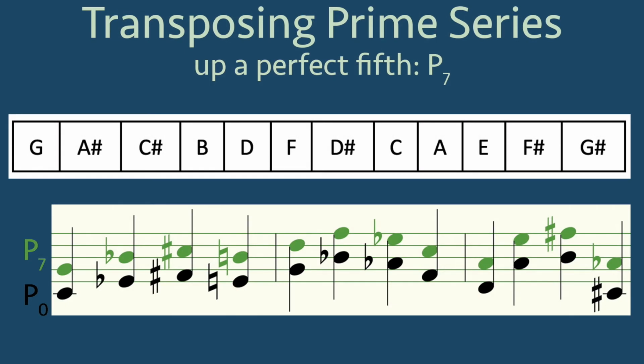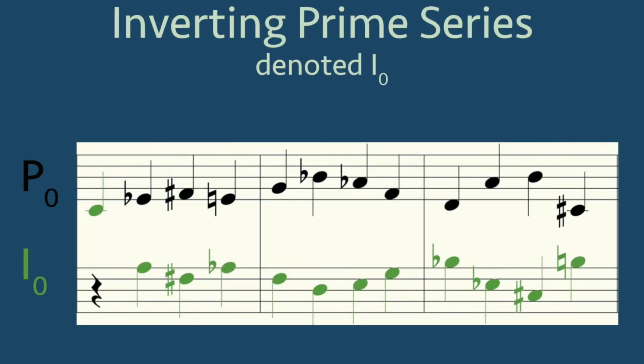For example, when we transpose the row we selected, it means that every note in the row will be transposed by the same interval. For example, if we were to transpose this row by a perfect fifth, then every note is transposed by that amount. This would give us the following row called P sub 7. G, A sharp, C sharp, B, D, F, D sharp, C, A, E, F sharp, G sharp. Here are P sub 0 and P sub 7 plotted on the same staff of music to see the vertical translation.